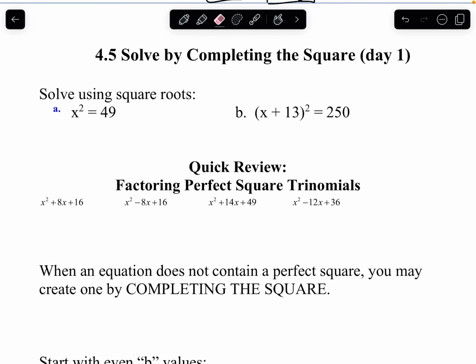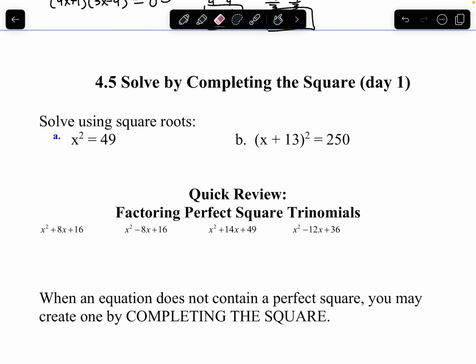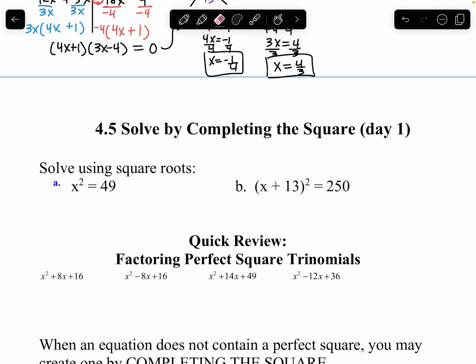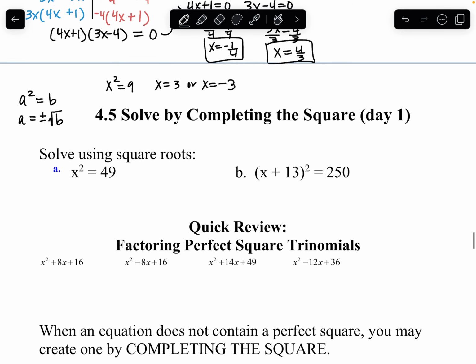Okay, so another way we can solve quadratic equations is by using the square root property. The square root property says if you have a squared equal to b, then a equals the positive or negative square root of b. For example, if I said x squared equals 9, x could equal 3, or x could equal negative 3. Both of those would result in 9 after you square them.